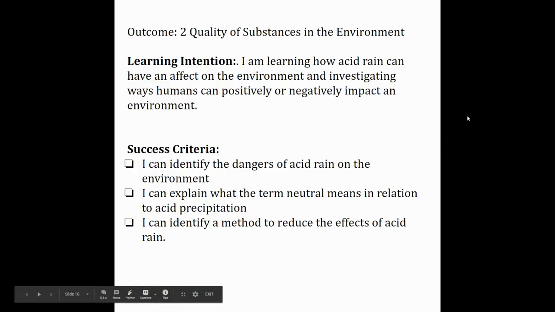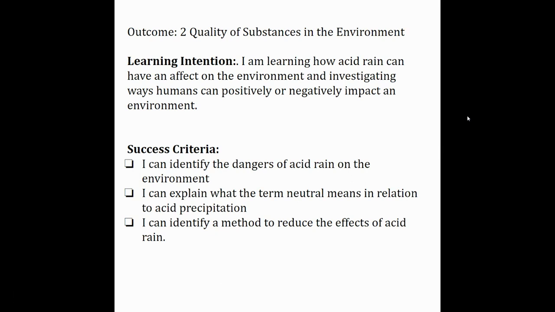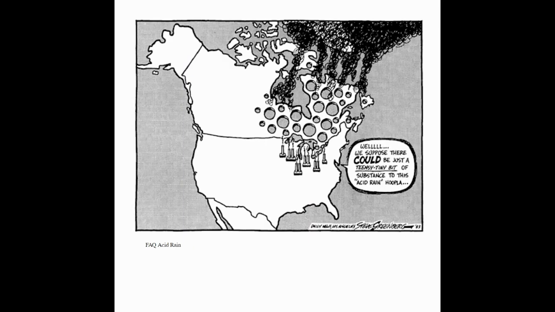So today's learning intention is learning how acid rain can affect the environment, investigating ways that we as humans can positively and negatively impact this. How do I know you've learned this? You can identify the dangers of acid rain, you can explain the term neutralizing relating it to acid rain, and you can identify ways to reduce acid rain.